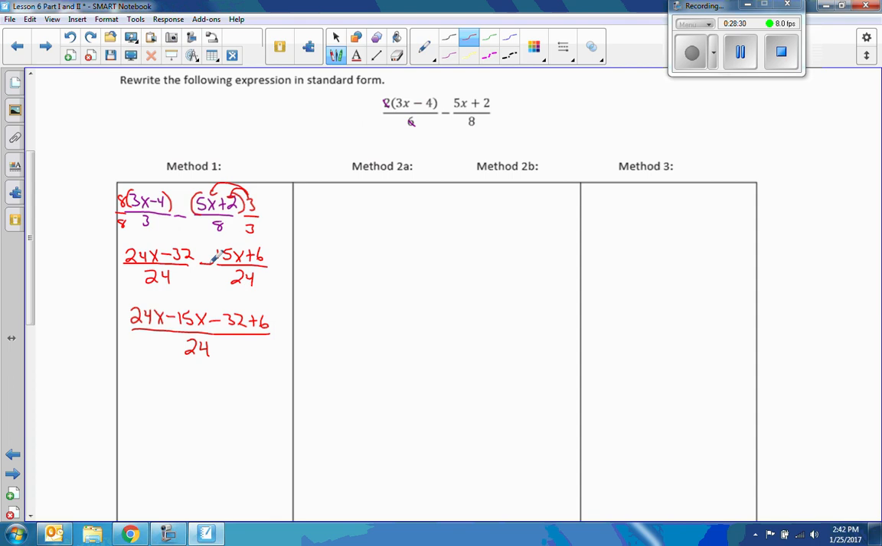Okay. And I need to be careful here because a minus 15x is minus 15x, but a minus 6x, that should be a minus 6x right here. Okay, so I need to change that to minus. Okay, so it's 32, negative 32 minus 6. Okay, so be careful with your signs. Now 24x minus 15x is 9x. Minus 32 minus 6 is minus 38. All over 24.